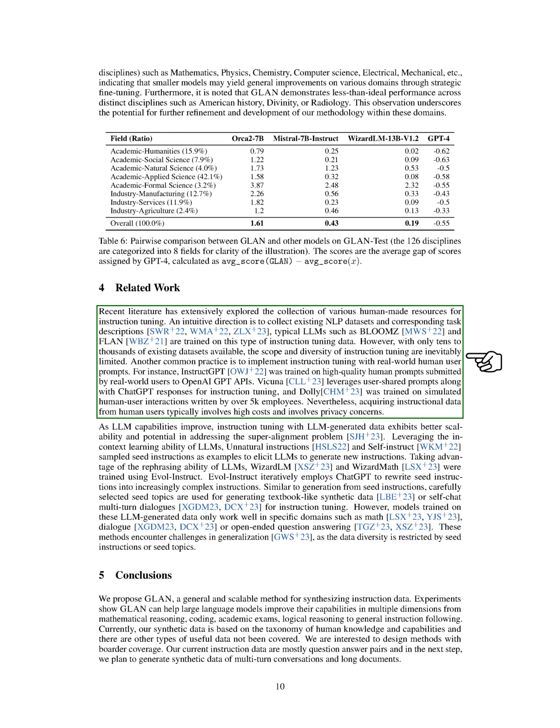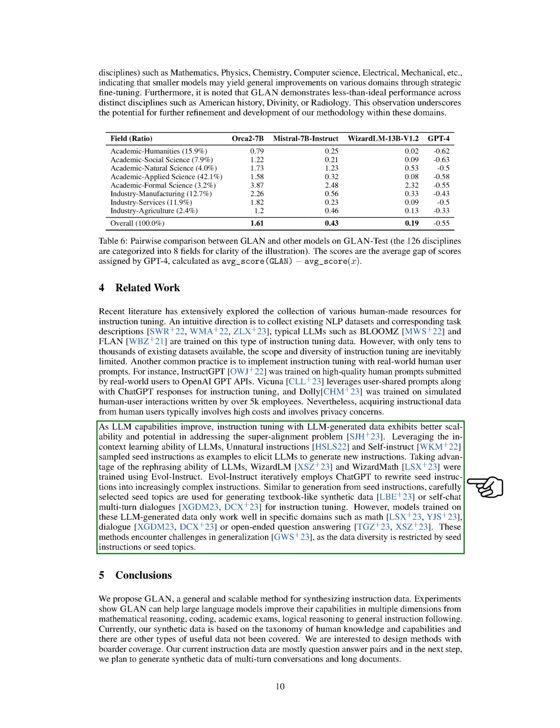In the related work section, we explore how recent studies have gathered various human-made resources for instruction tuning. Some approaches involve collecting existing natural language processing (NLP) datasets and their task descriptions, training models like BLOOMZ and FLAN with this data. However, the diversity and scope of instruction tuning are somewhat limited due to the relatively small number of available datasets. Another approach involves using real-world human user prompts for instruction tuning, as seen with InstructGPT, Vicuña, and DALL-E. While this method can provide high-quality instructional data, it often comes with high costs and privacy concerns.